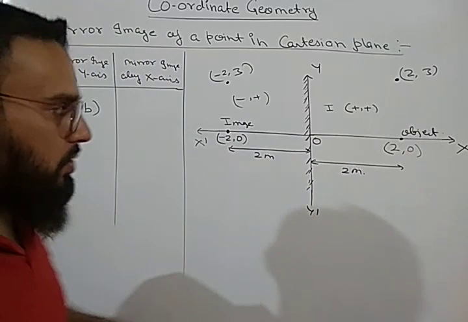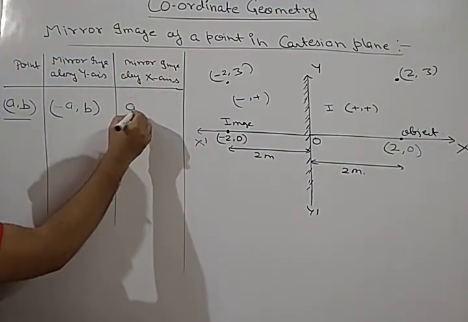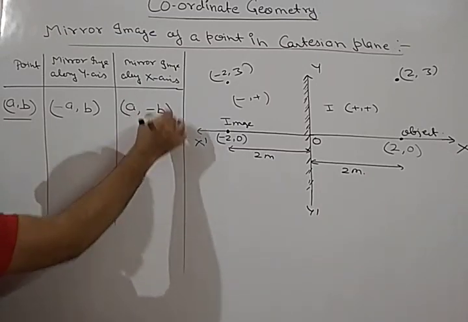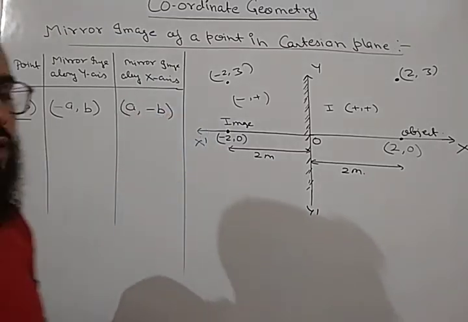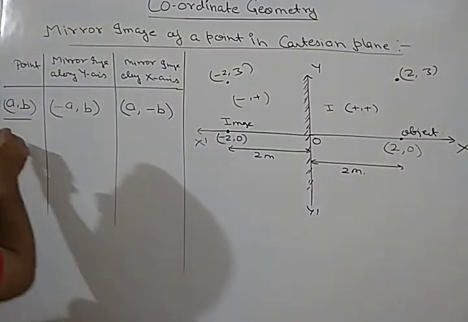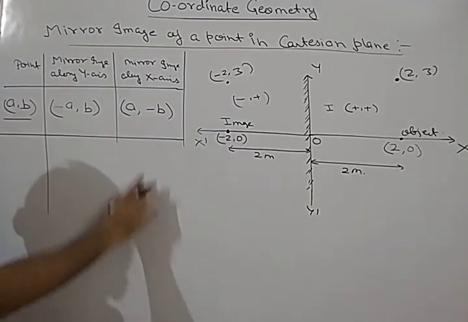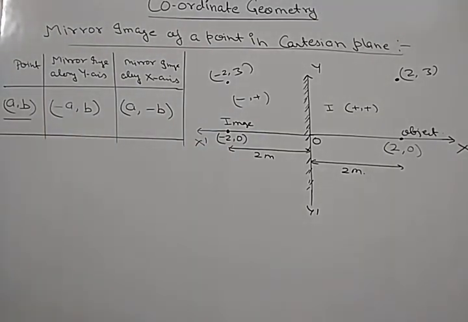Okay, you can find it yourself. So what will be the mirror image of a comma b along x-axis? It will be a comma minus b. Only the y coordinate will change, x will remain same. Clear? So you have to remember only this thing. By this you can find any mirror image of any point. So note it down.